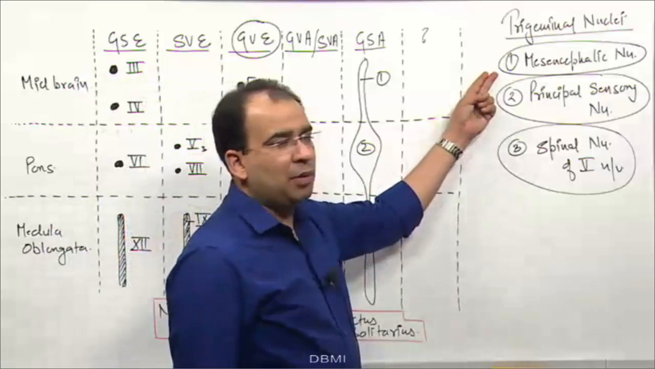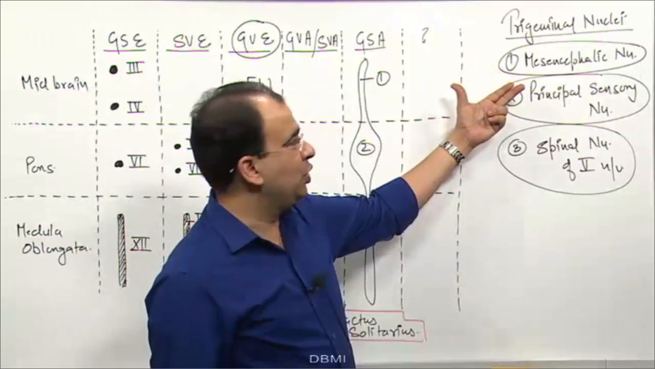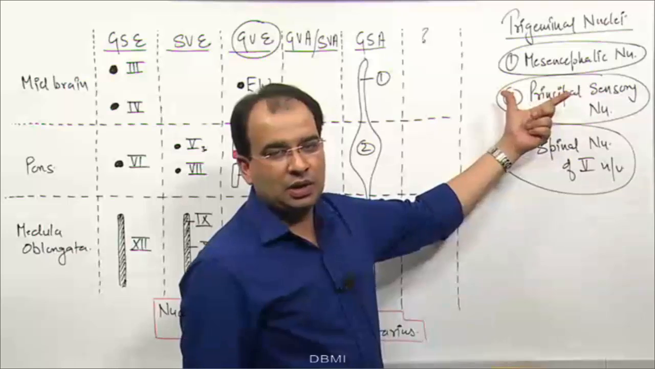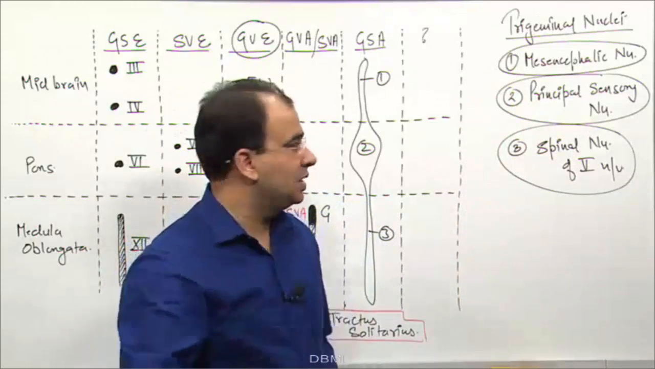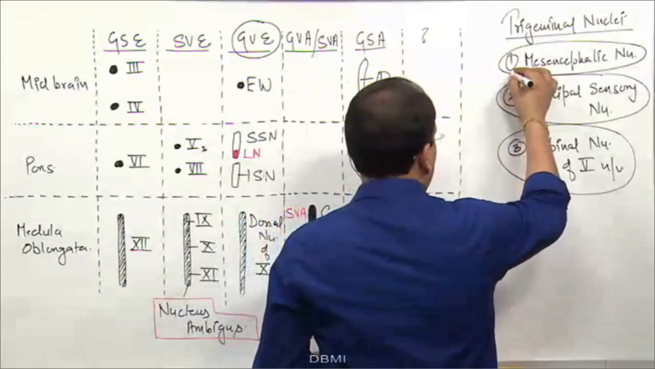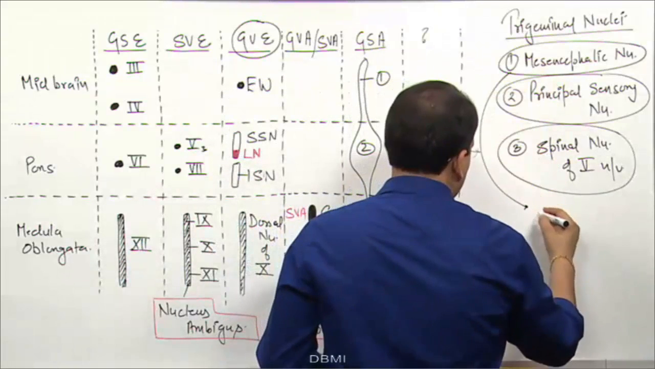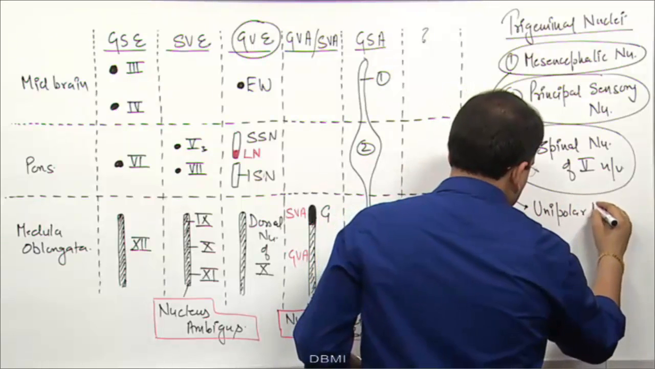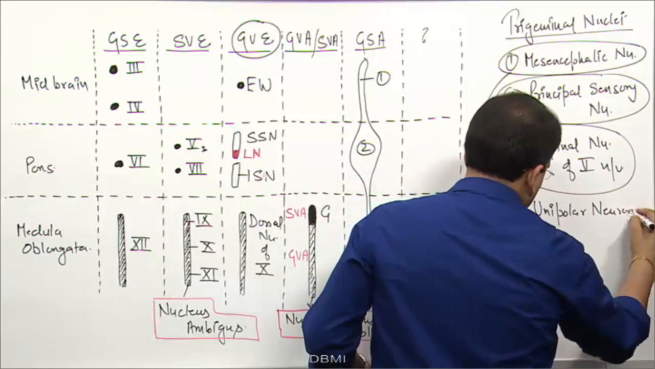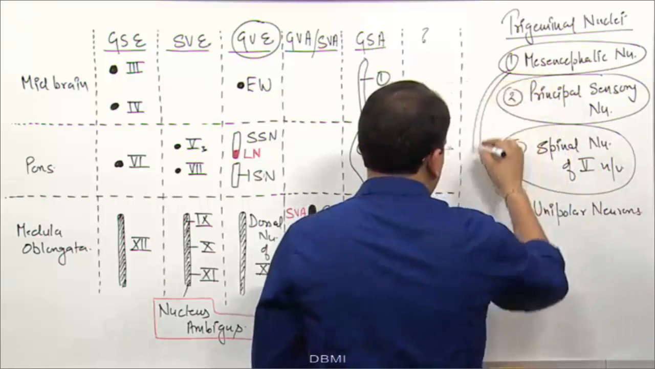Two more important things about the mesencephalic nucleus which you should note here: the mesencephalic nucleus is the only site for the unipolar neurons inside the CNS. Inside the CNS you will not find any other place where you will have unipolar neurons. This is the only site for unipolar neurons.